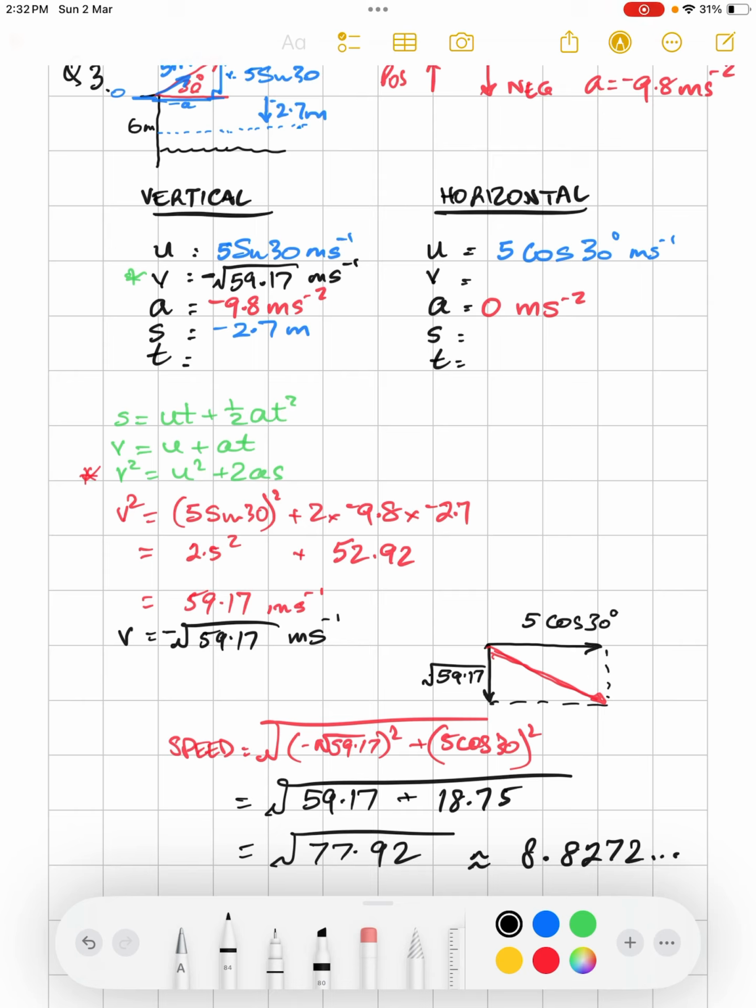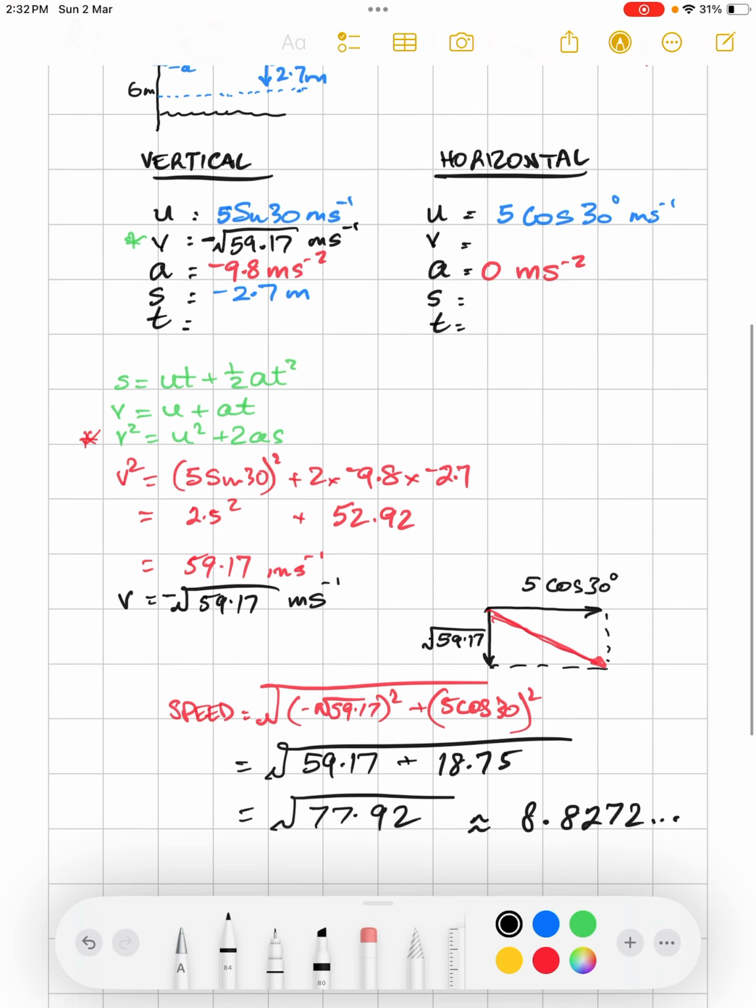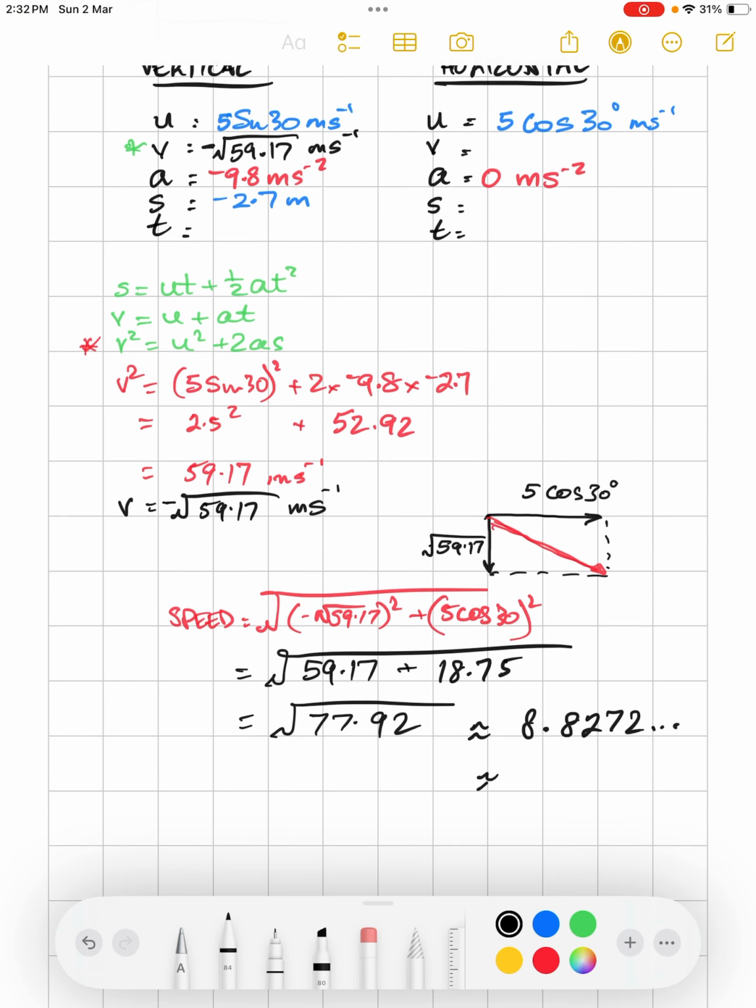Which is 8.8272... How many decimal places were we asked? It doesn't say. So let's just say approximately 8.83 meters per second. Not down, that's our speed, because it's already the diagonal. So that's our speed, at a speed of 8.83 meters per second as we're at that point 2.7 meters below the launching pad.